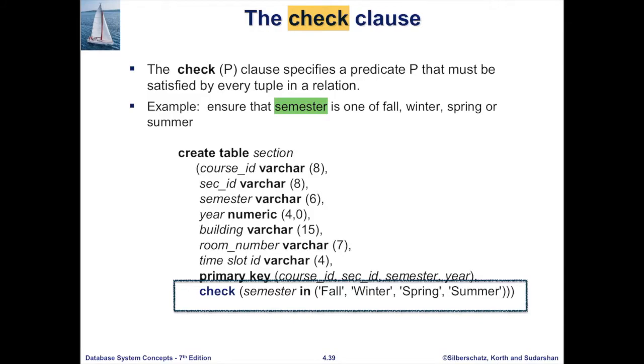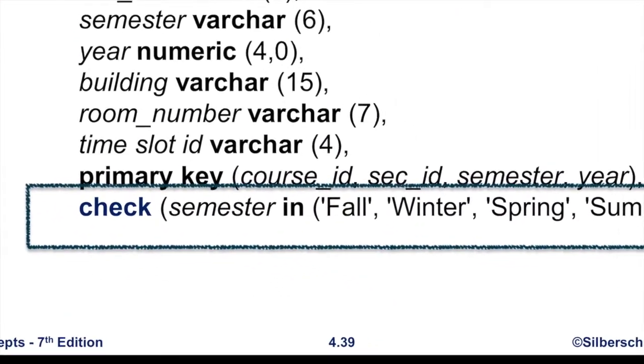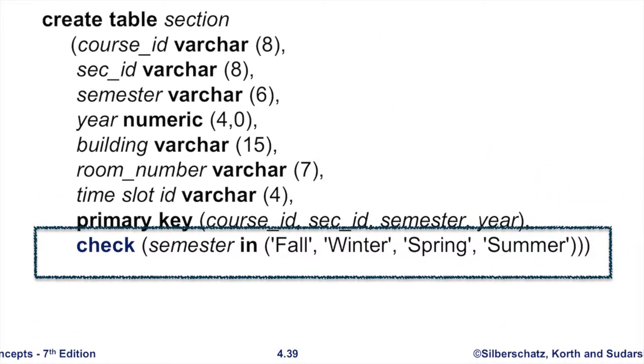Here we introduce the concept of the check clause. The check clause specifies a predicate P, or some condition P, that must be satisfied by every tuple in a relation. So for example, if we wanted to ensure that a semester is one of fall, winter, spring, or summer, then in the create table portion of the SQL, we can specify a statement that looks like this. So we have check the attribute semester is in the set containing fall, winter, spring, and summer. If you're familiar with data validation in Excel or Google Sheets, this is very similar to this condition.